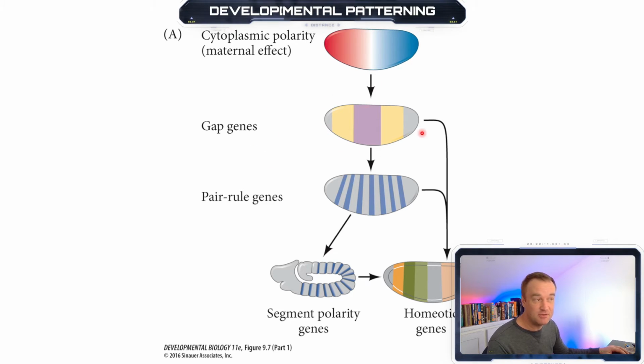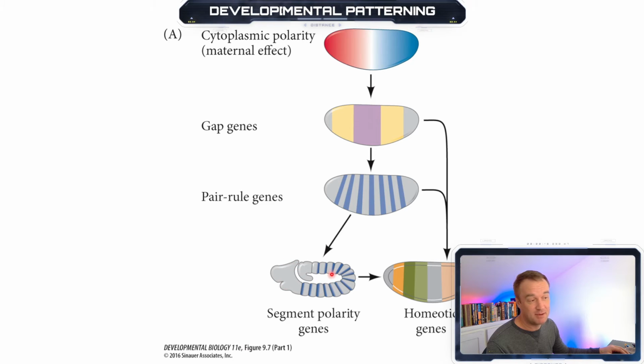We have another type of gene patterning called gap genes. So these form these big wide segments here. You can see that we have a very high concentration of yellow here, very high concentration of yellow here, but in the middle we have a very high concentration of a different color, a purple. We have parallel genes, and so these make these narrower bands.